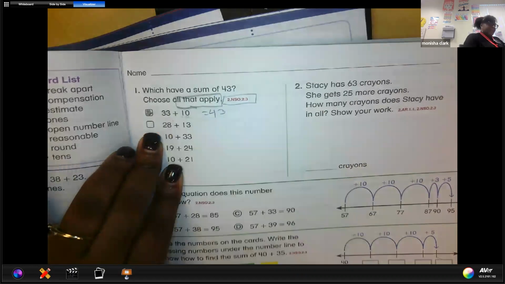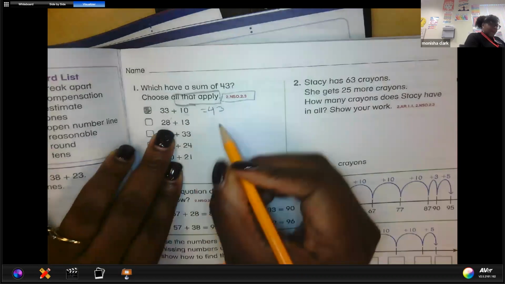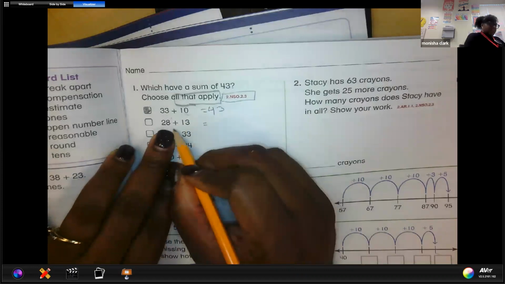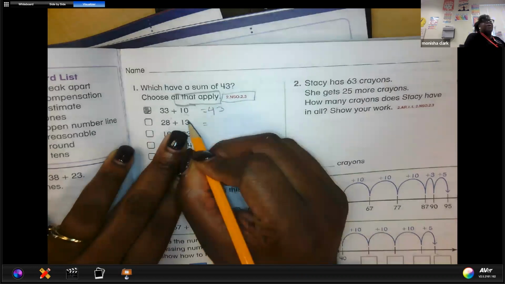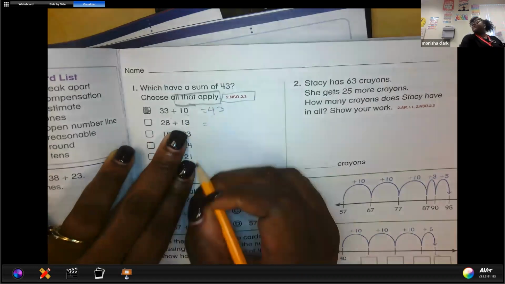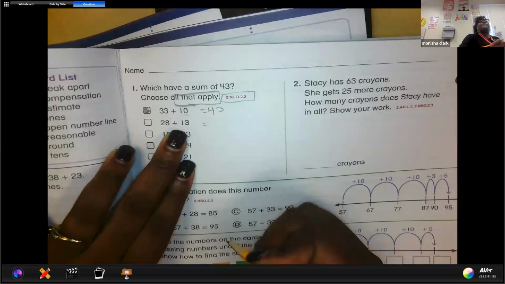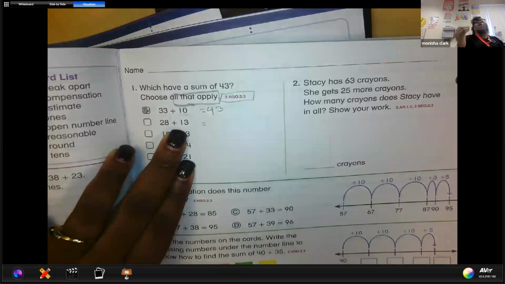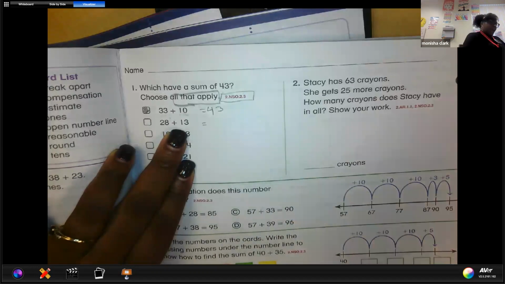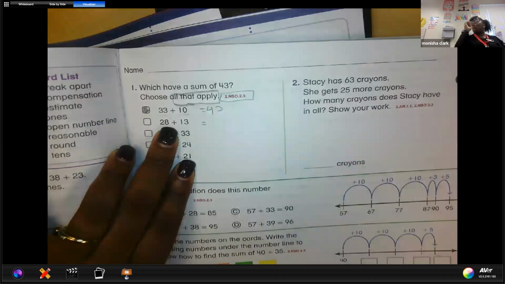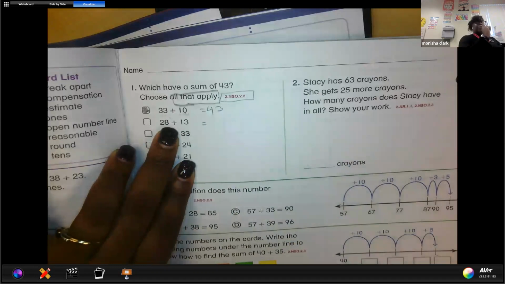Okay. Now, here's our next one. We have 28 plus 13. So we have 3 plus 8. What is 3 plus 8? Raise your hand. Yes, Lily. 11. So if we have 11, how many 10s are in 11? Louise, how many 10s are in 11? 1 10. So we have 1 10, and we know that in the ones place, there can only be one digit.